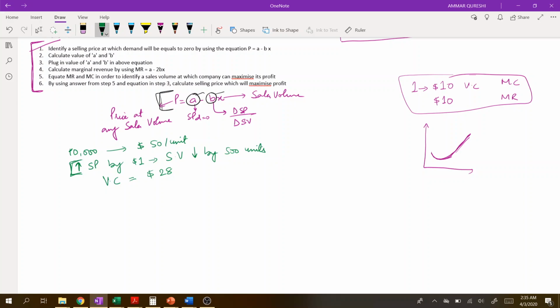what selling price the company should charge so that it can maximize the profit, right? The company can set any other selling price if it wants, but at that selling price the company will not be earning the maximum profit. That's basically the issue, right? So let's see what's in the question.